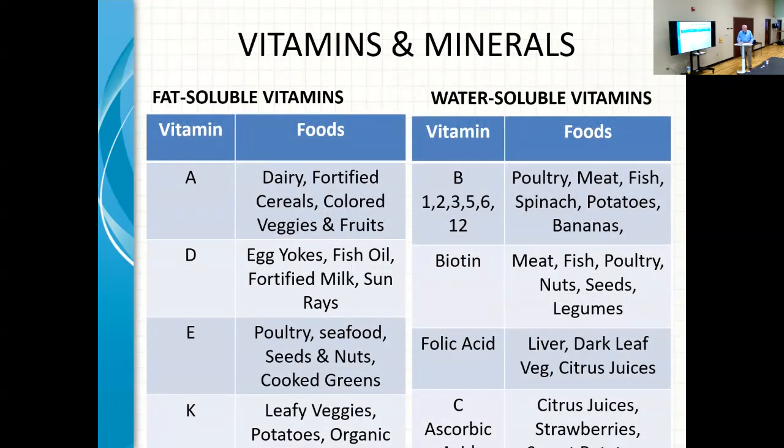A better view of some of these tables is in the book. I tried to recreate them here, but you see some of the same foods provide different vitamins and minerals. There are 2 main categories of vitamins. Fat-soluble vitamins are stored in the body, and you don't need to replace them on a daily basis. Water-soluble vitamins are stored in small amounts and do need to be replenished.